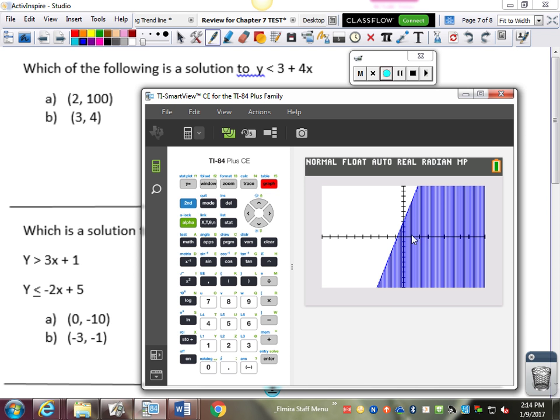So 2 and 100, here's 1, here's 2-ish, somewhere in here, like the blue lines covered up some of my hash marks. But the point is, this is only up to 10. So we're going to be well into the white zone when we get to 2 and 100. But 3, 4 would be in the blue zone. I don't know if this is 2 or 3, but either way, it's in the blue zone right there, so you can see that.